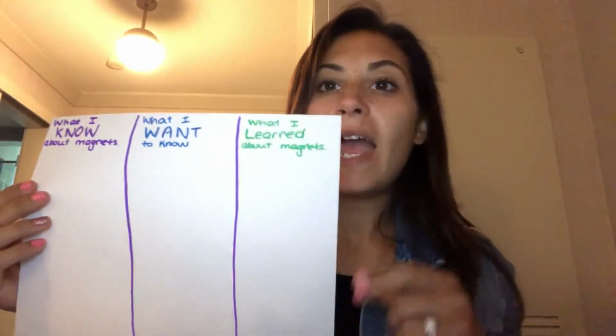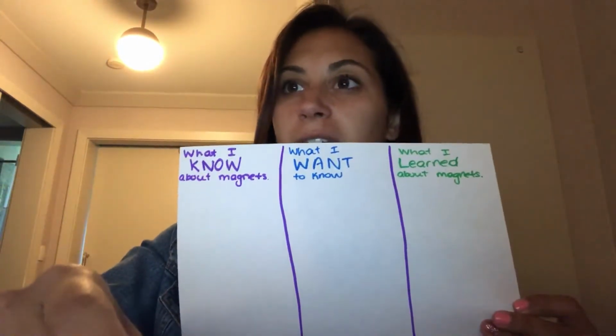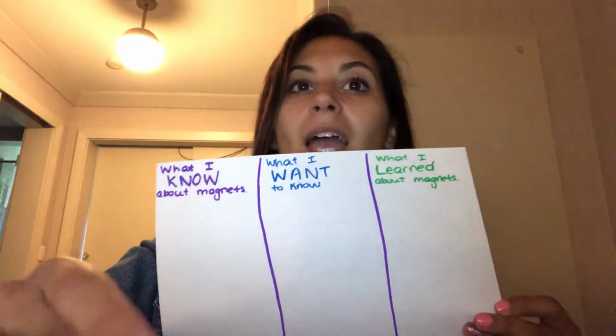In closing of my lesson, we'll refer back to the KWL chart and ask students what they learned about magnets throughout the lesson, so filling in that last part. And then as an extension, if they're done early, I will have students, who prior to the lesson brought in an object from home, test that object with the magnet to see if it's magnetic or not magnetic.